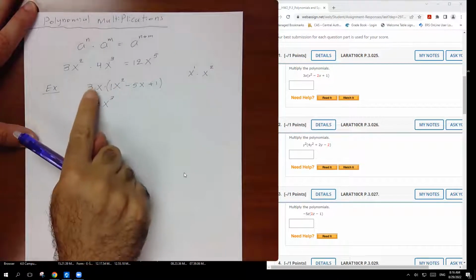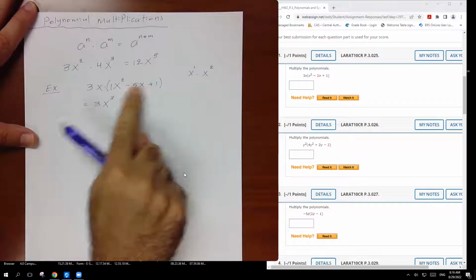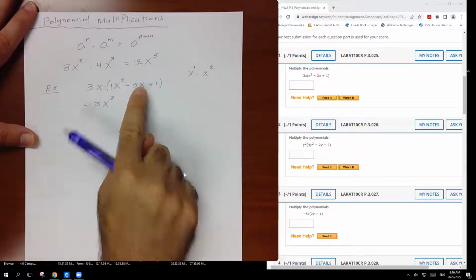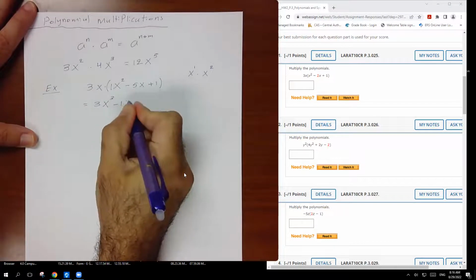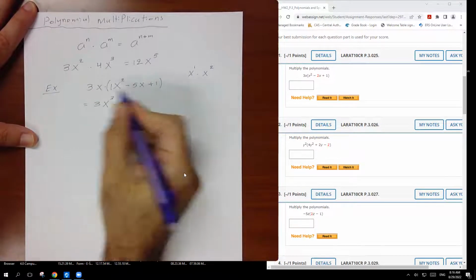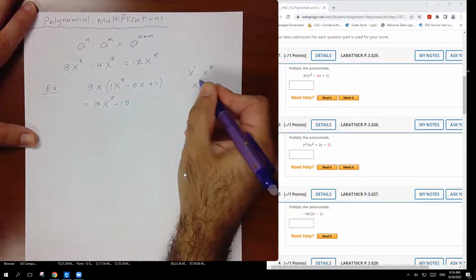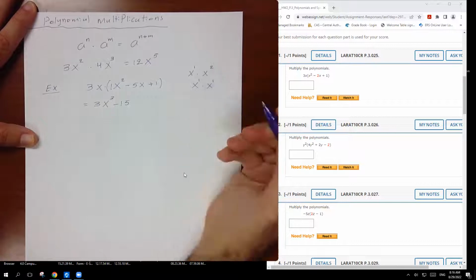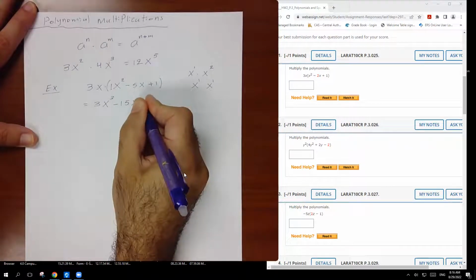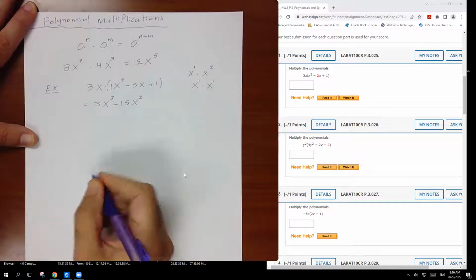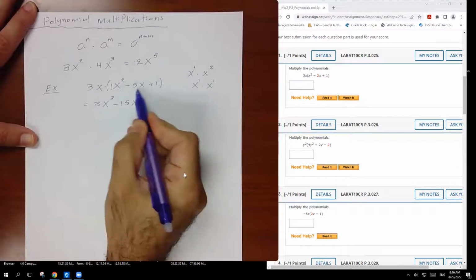Then I'm going to multiply this one with the second one. 3 times negative 5 is going to be negative 15. x times x. I'm going to add the exponents, so 1 plus 1 is going to be 2. It's going to be x squared. I'm done from multiplying this term with the second one.